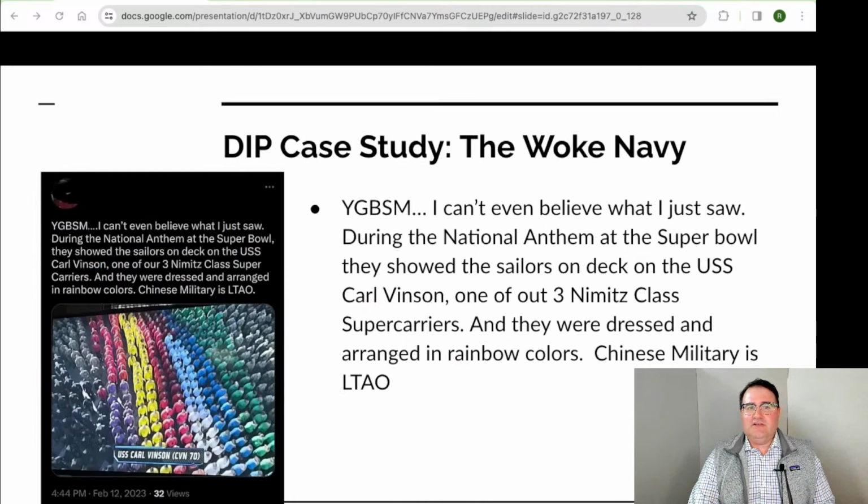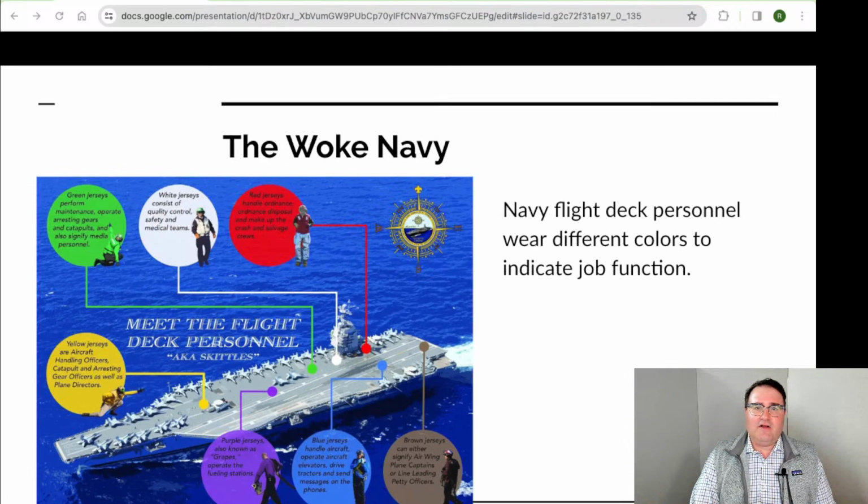The average person, especially someone who is predisposed to be angry at the military's wokeness, might look at this picture and go, my God, the military's gone woke. They're dressing everybody in rainbow colors. They don't know these are what the Navy calls Skittles, the deck workers on the aircraft carrier.